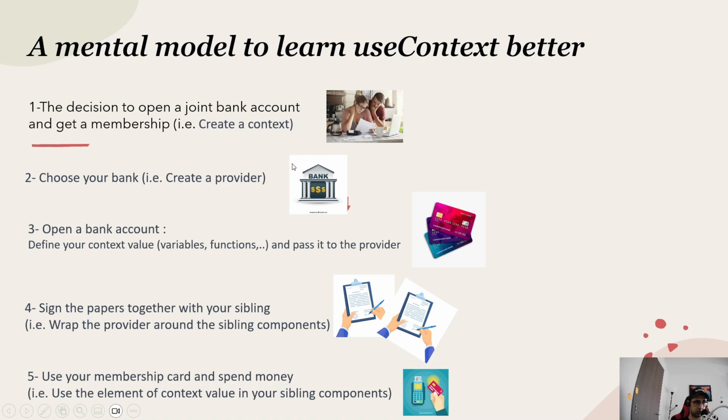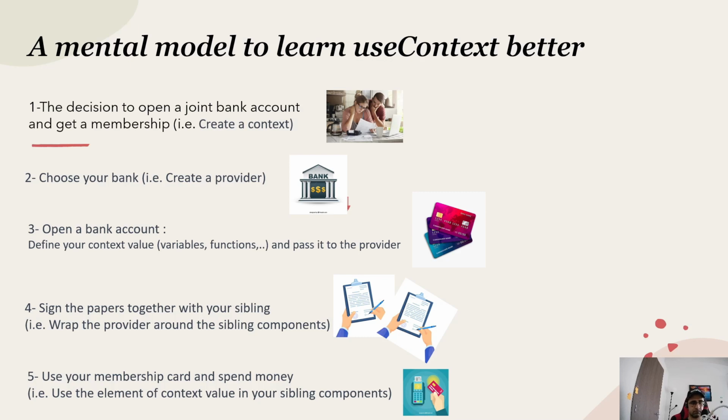All you need to do is to choose your bank, go there, and open a bank account. This bank account can be a saving account, or a credit card, or a checking account, or a line of credit, or whatever. Once you decide the type of bank account that you're applying for, you can sign the papers together with your sibling and officially enter a contract with the bank. At the end, you and your sibling have the luxury of using your membership cards and splurge the heck out of each other's money.